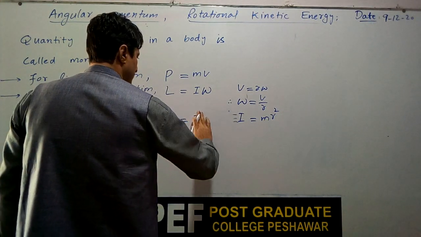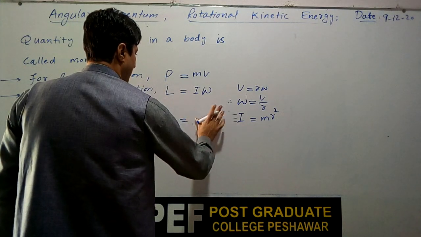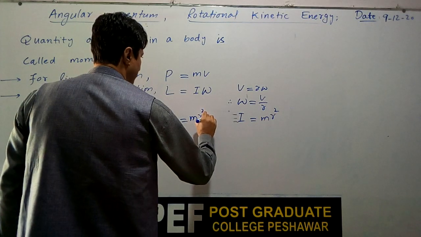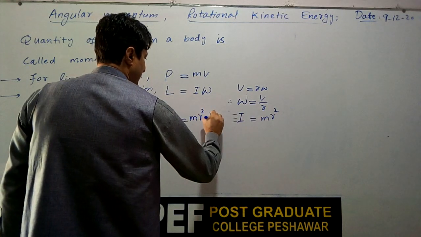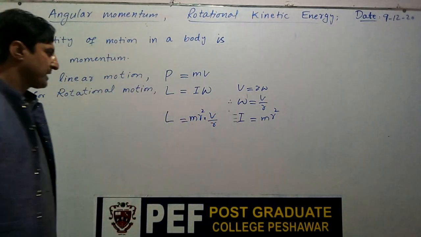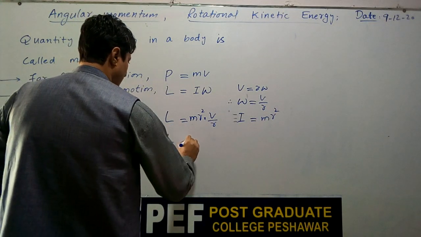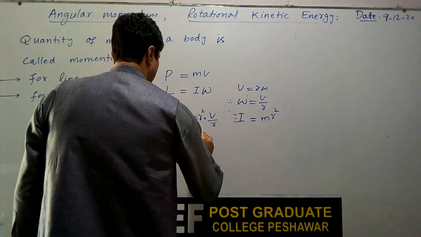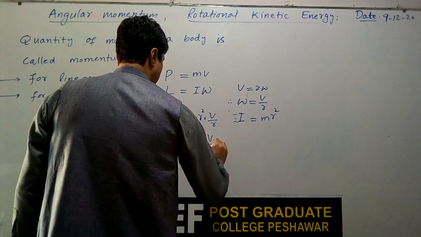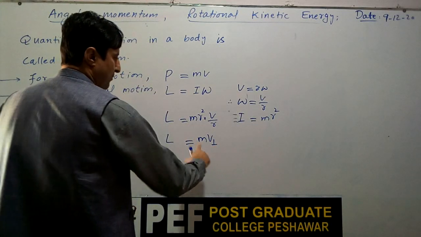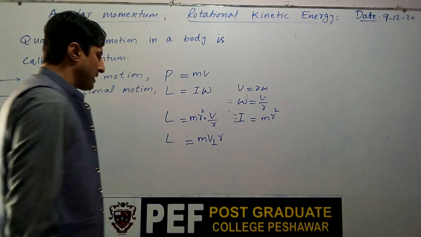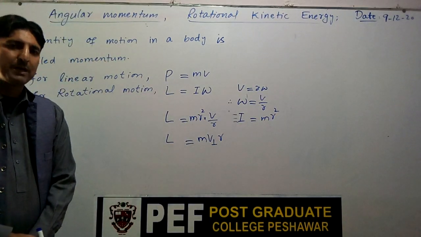L equal to mr square into V divided by R. So R will be cancelled with this R. We get L, our angular momentum, is equal to m, and we have to take the perpendicular component of V and R. One R will be cancelled with this R. So this is the equation for angular momentum.